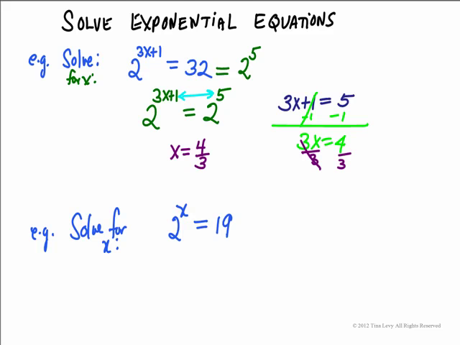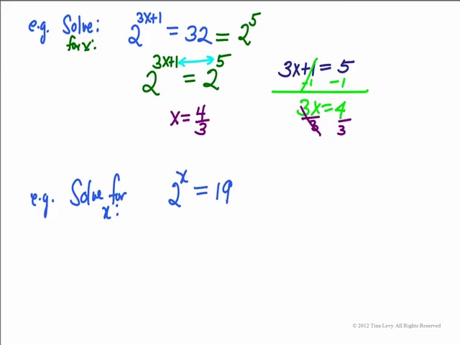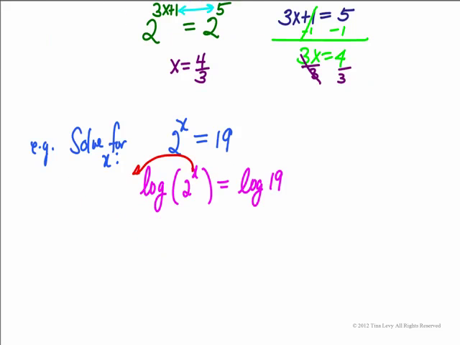In this problem, I'm going to take the common log of both sides. So I'm going to say the log of 2 to the x must be the log of 19. I just took the common log of both sides. If both of these sides are equal, their logarithms must also be equal. By the property of logs, the x goes in front, and this becomes x times the log of 2 equals the log of 19.